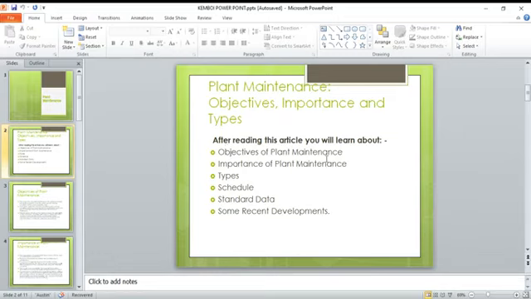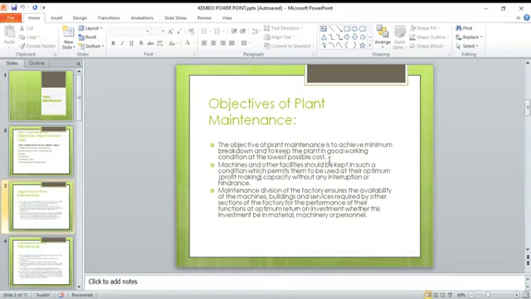So now we can start with objectives of plant maintenance. The objective of plant maintenance is to achieve minimum breakdown and to keep plant in good working condition to lower the possible cost. So that is the objective number one. When you do maintenance in your plant, either factory machines or any other plant for machines, when you plan and maintain them, it will reduce the cost.